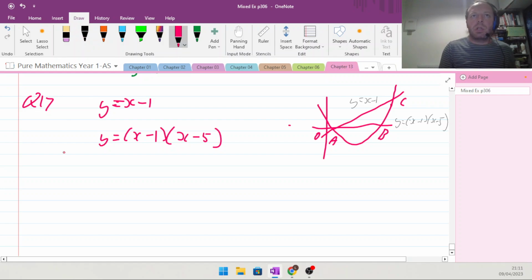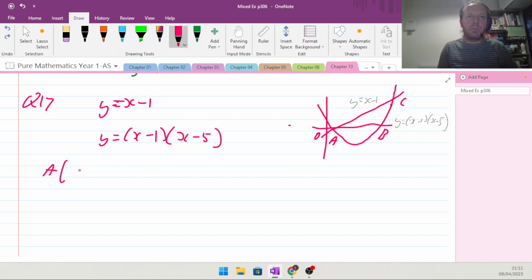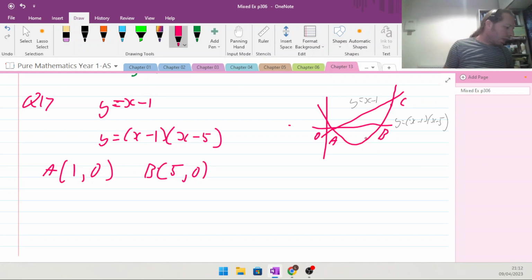Right then, starting straight away, we can say that A is an x of 1, y of 0. We can say that B is an x of 5 and a y of 0, because it's where it cuts the axis, being the quadratic roots there. Now we need to find C. So we can say that x minus 1 for this equation is equal to this equation, which I'm going to quickly multiply out.